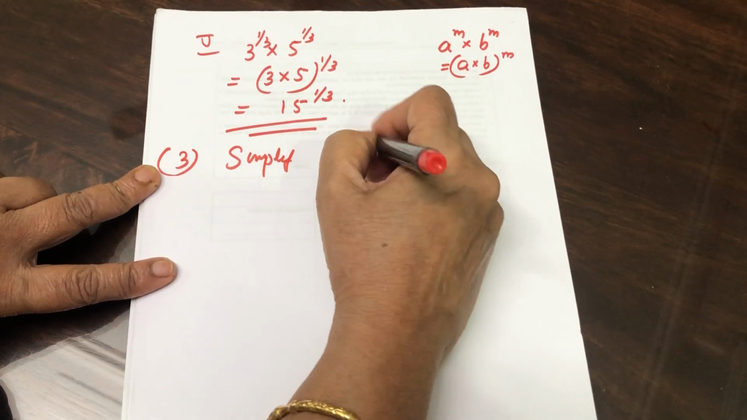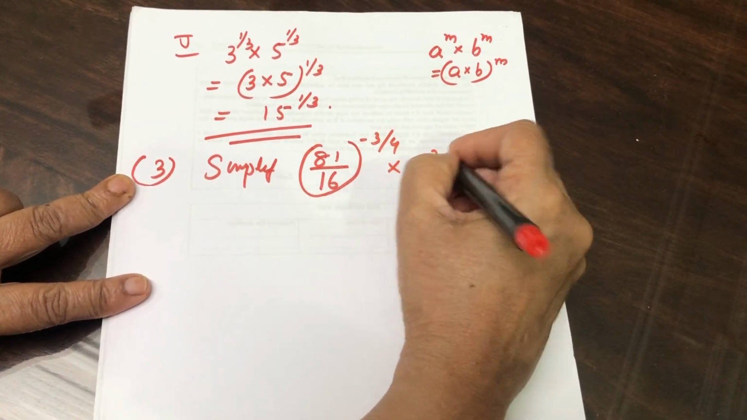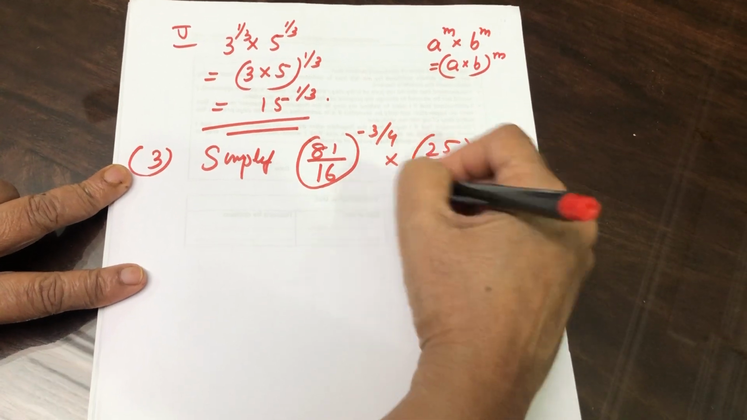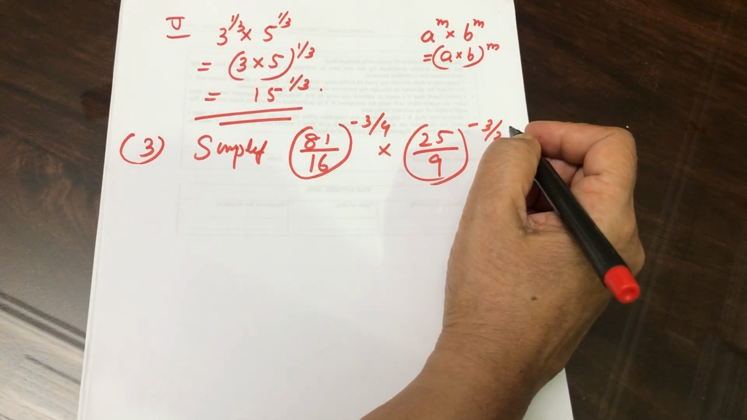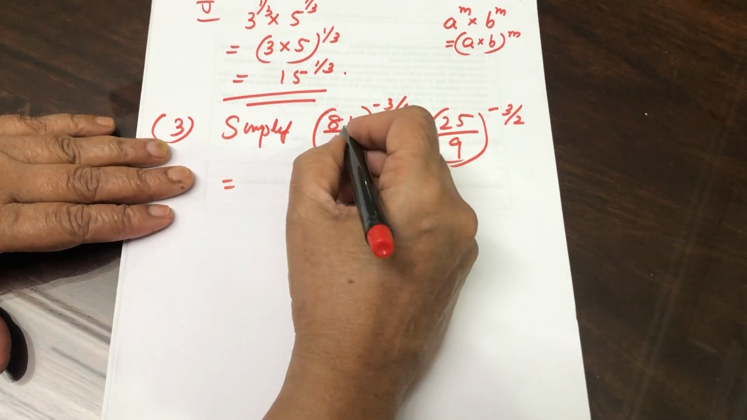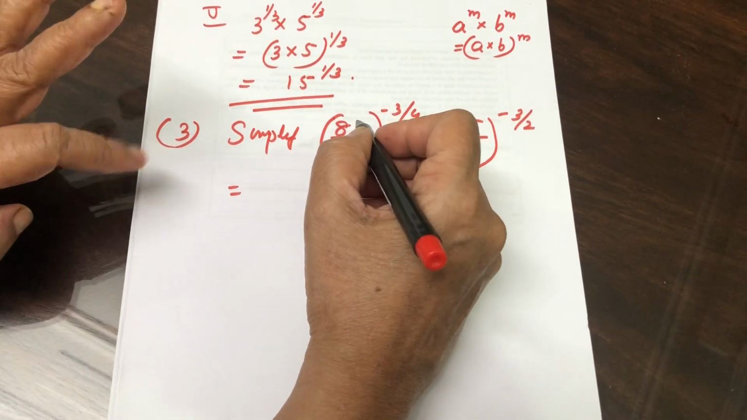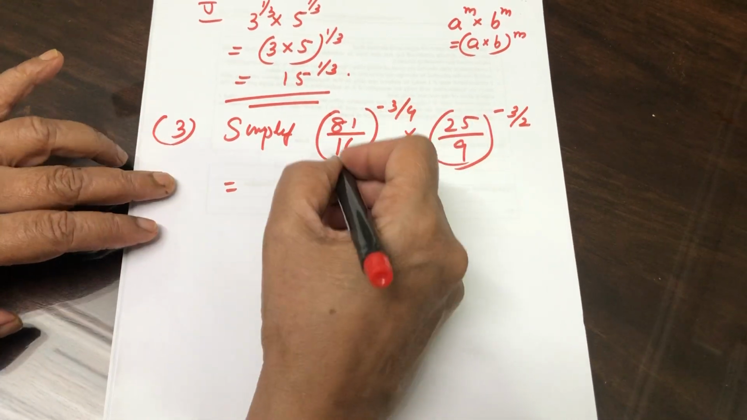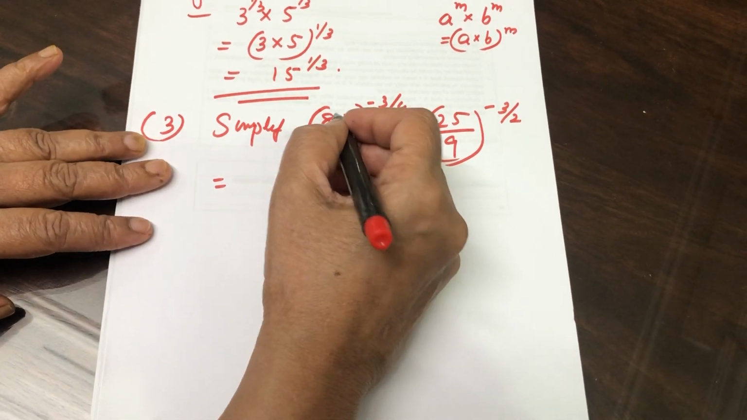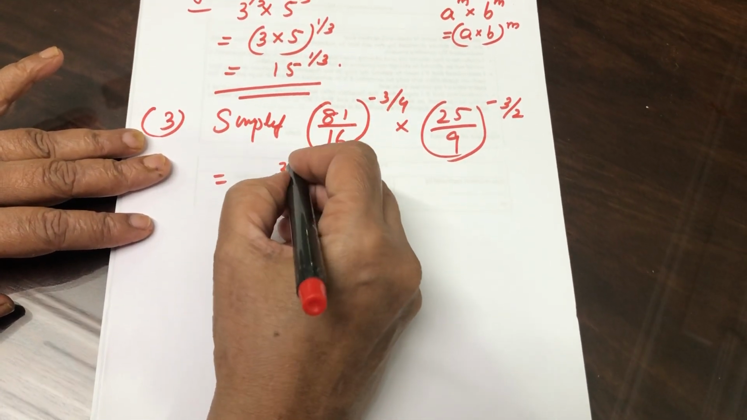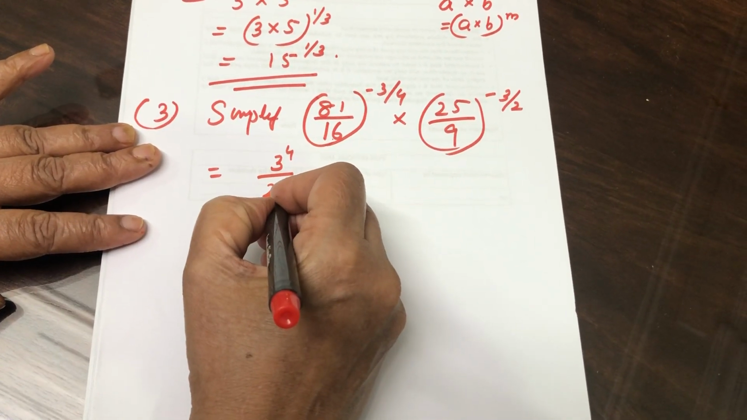81 by 16, the whole raised to minus 3 by 4, into 25 by 9, the whole raised to minus 3 by 2. This one, 81 and 16 raised to 4. So you can write 3 3s are 9, 3 3s are 27, 3 3s are 81. This one is 2 2s are 4, 2 2s are 8, 2 2s are 16. So therefore this one can be written as 3 raised to 4. 16 can be written as 2 raised to 4.